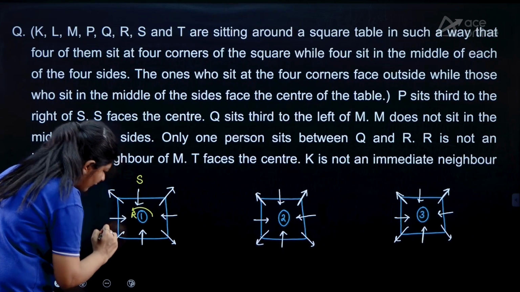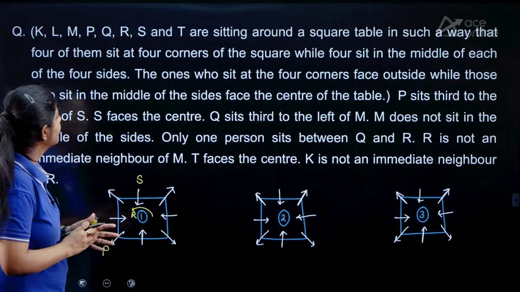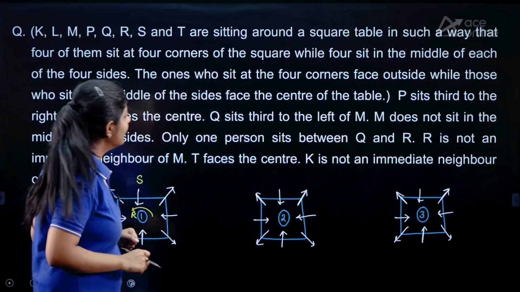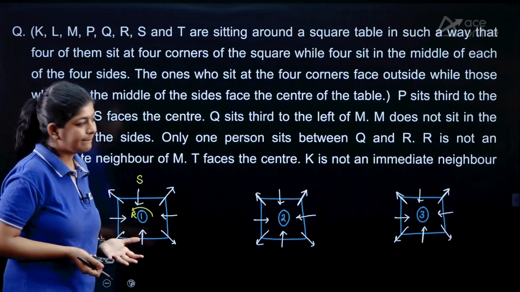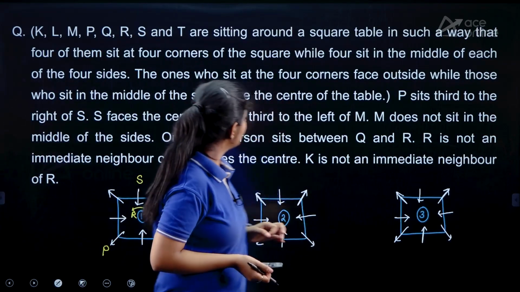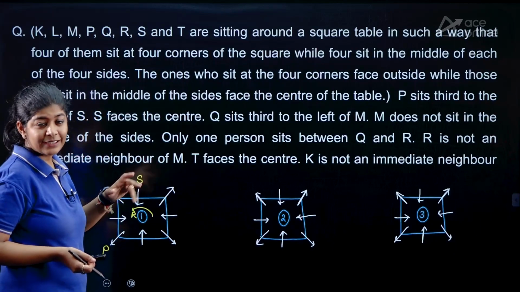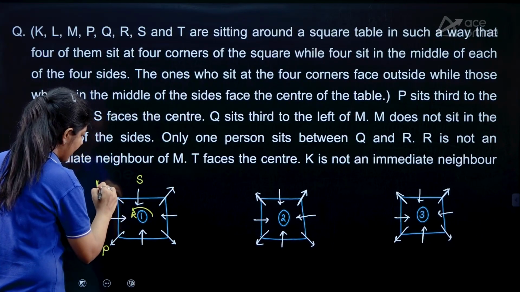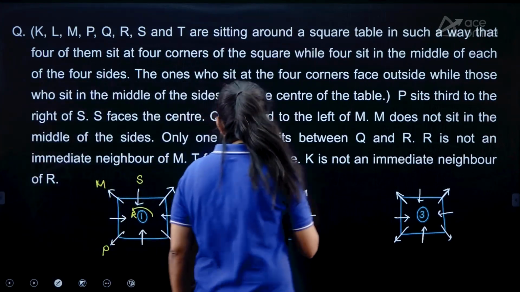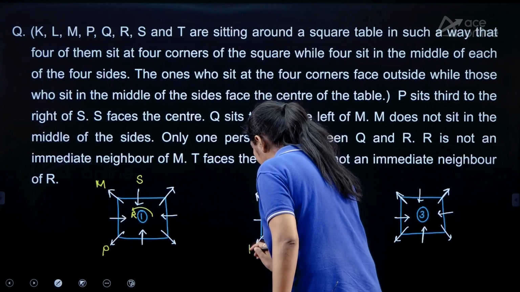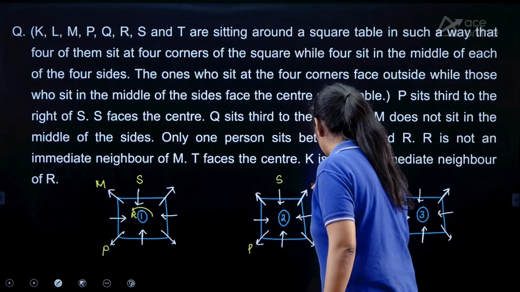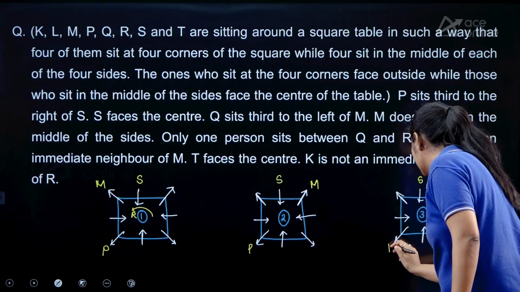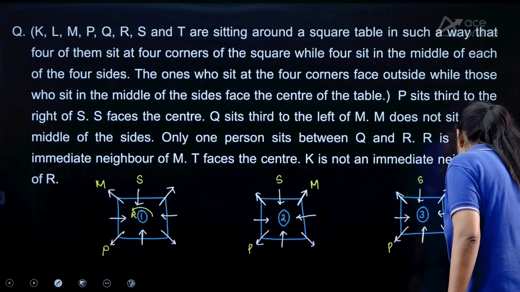This is the position of P, right? Next, Q sits third to the left of M, but where do we need to put M? Next, M does not sit in the middle of the side. That means M is sitting at a corner. So this is a possible position of M, right? If we have S over here and P over here, then this is a possible position of M.